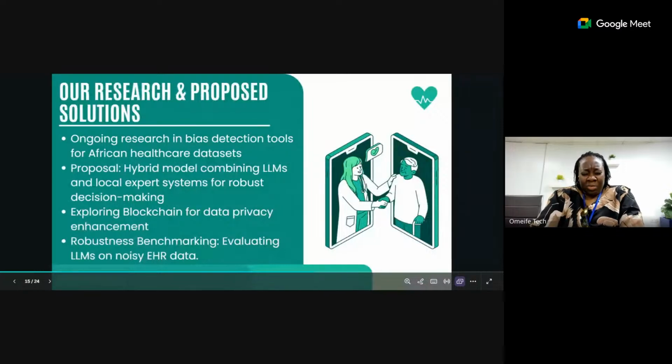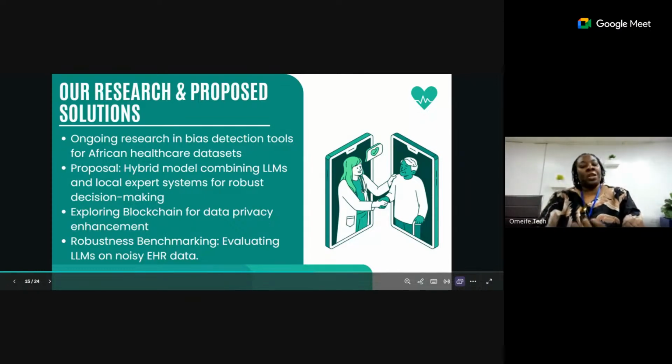Our research and proposed solutions. Ongoing research in bias detection tools for African healthcare data sets. Our proposal involves a hybrid model, combining LLMs and local expert systems for robust decision making. They're also exploring blockchain for data privacy enhancements. And for robust benchmarking, we are evaluating LLMs on noisy EHR data.